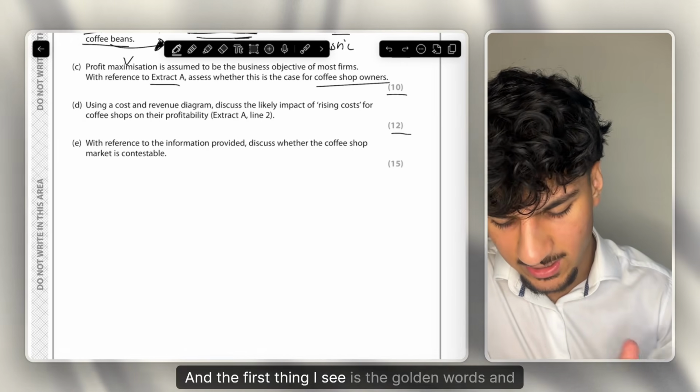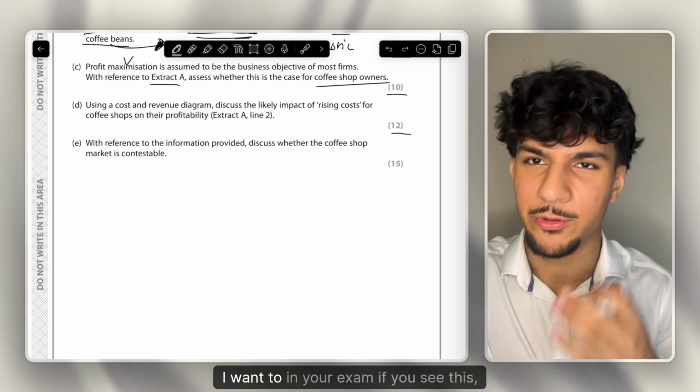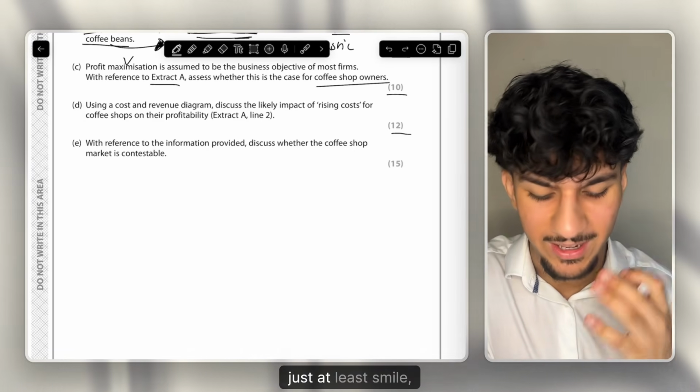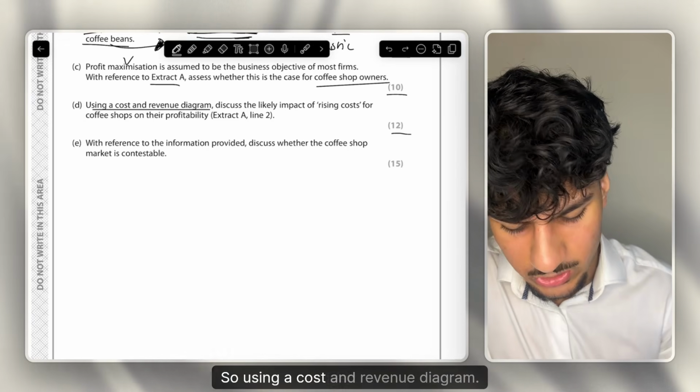And the first thing I see is the golden words and exactly what you want to see. I want you, in your exam, if you see this, just at least smile, just be happy. Use a cost and revenue diagram. So using a cost and revenue diagram.